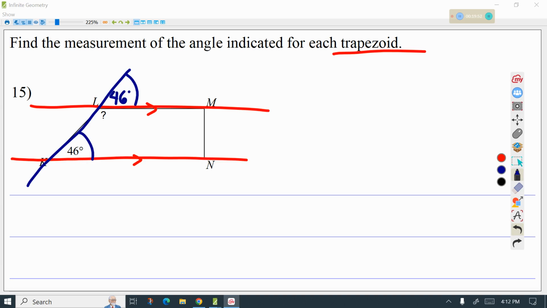And so if those two corresponding angles are both 46, that means that the red lines are not parallel, right? They'll crash into each other. They have to be going the same direction to be parallel. So now, what would this question mark have to be?